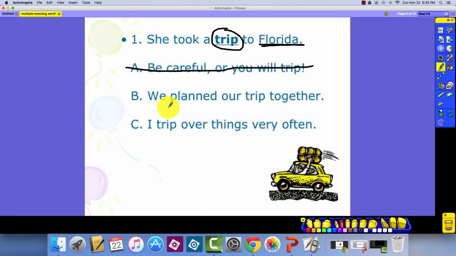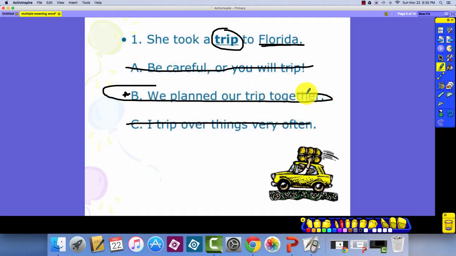We planned our trip together. Okay, well, I did say she was going to Florida. Florida's a place, so they might be planning a trip together. So I'm just going to put a little star here because that could be a potential answer. Let's read option C. I trip over things very often. Again, there was nothing about her falling or tripping over things, so we can eliminate that choice. So the word trip here means that she was planning a trip to Florida. She was planning to go to Florida.